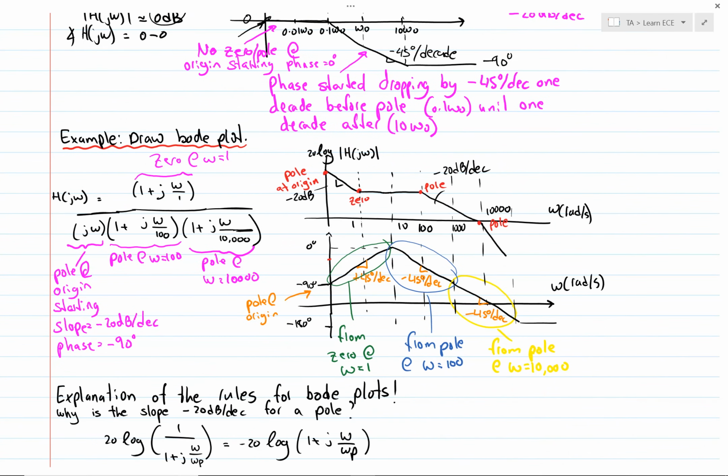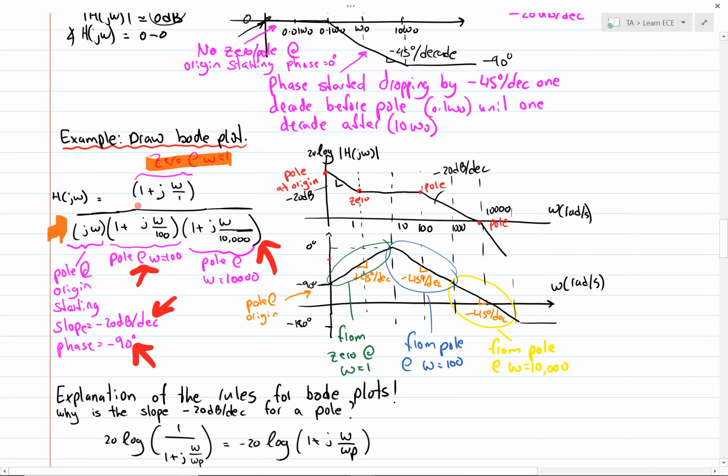Okay, so let's look at another example. Here, I'm trying to now do something a little bit fancier, right? So, okay, let's look at it. First thing we see is we have a 0 at omega equals 1, which is shown over here. We see that we have a pole at j omega, at the origin. So that determines our starting slope, which is minus 20 dB per decade, and our starting phase is at minus 90 degrees. We see that we have a pole at omega equals 100, and another pole at omega equals 10,000.